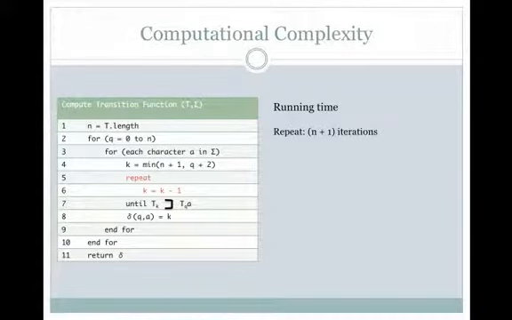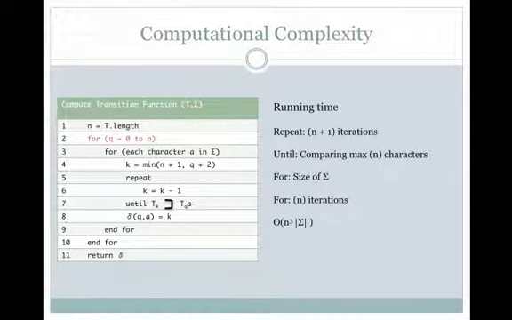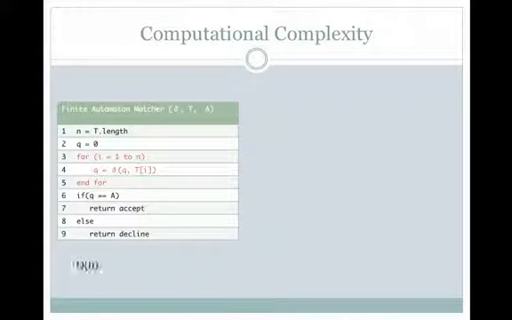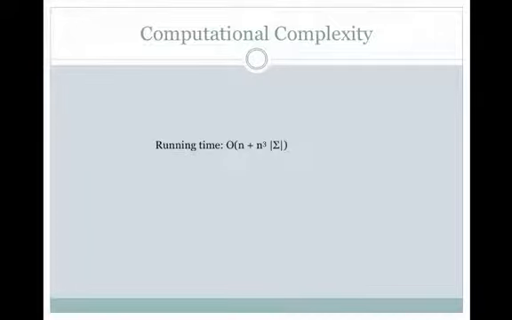Firstly, the repeat statement has a max of n plus 1 iterations. Secondly, the until has a max of n characters it could iterate through. Thirdly, we have the for loop looping through each character in sigma. And fourthly, the outer for loop running for each state, giving us a total of O of n cubed times the size of sigma. Adding these together, we get the final time complexity, which comes to O of n plus n cubed times the size of sigma.